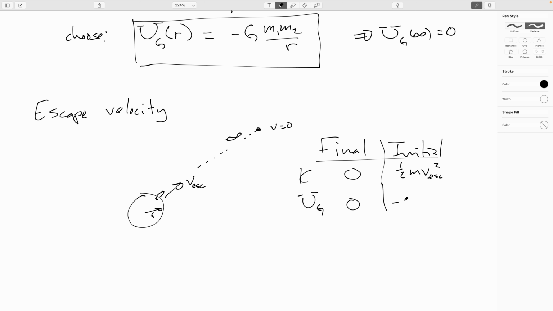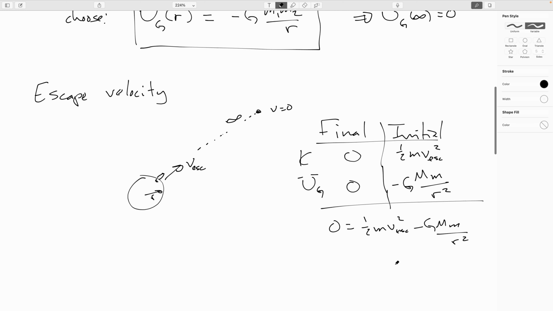And for our gravitational potential energy, remember, by the shell theorem, what matters is the center-on-center distance, and the rocket is basically not changing anything, so we can just say it's the radius of the planet. So this is minus G times the mass of the planet times the mass of the rocket over the radius of the planet squared. All right, add them up. We get 0 equals 1/2 m v escape squared minus G M m over r squared. All right, now it's just algebra.